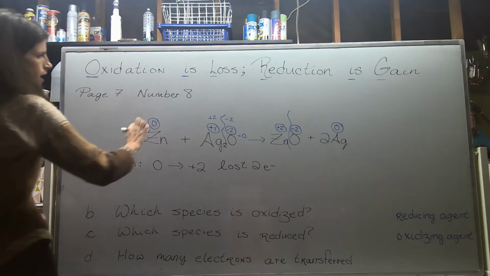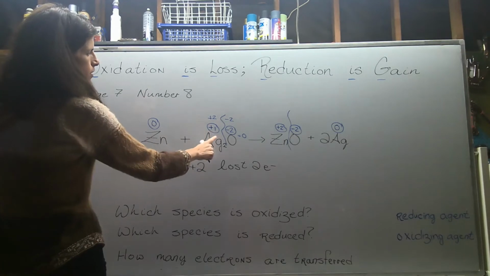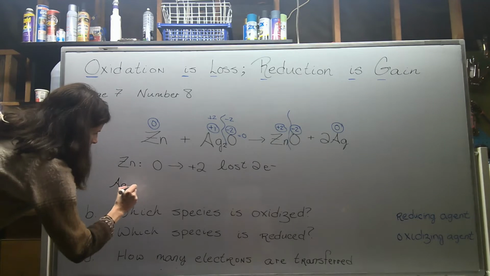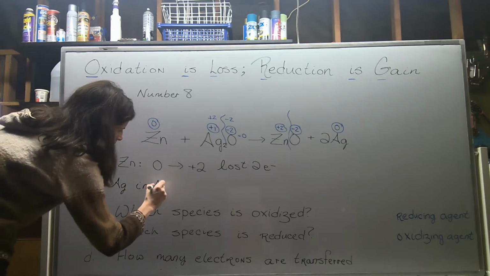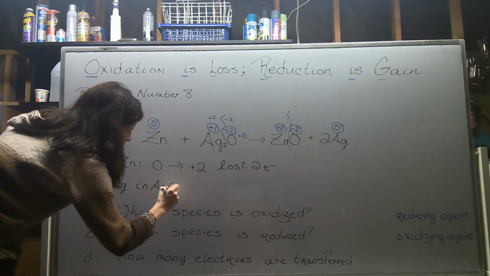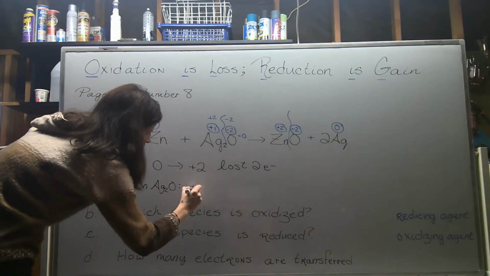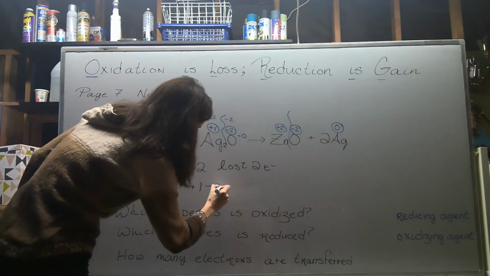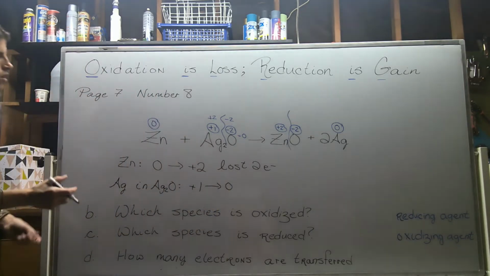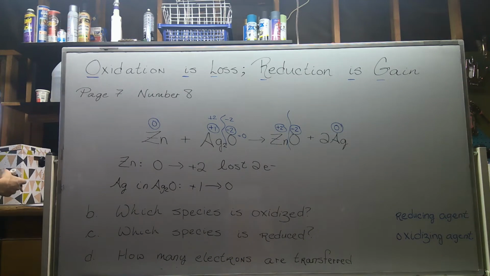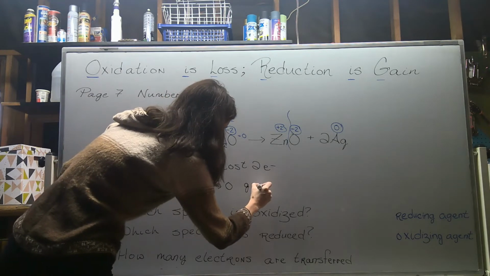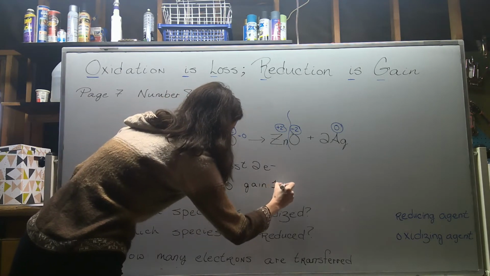So as I'm analyzing, the next thing I'm going to analyze is my silver, because it starts as a +1. So the silver in silver oxide started as a +1, and then on the product side, it went to a 0. So it went in the negative direction on the number line. So this means that silver specifically gained 1 electron.